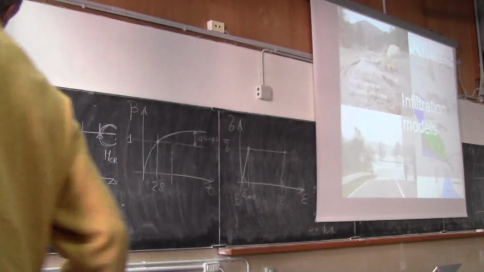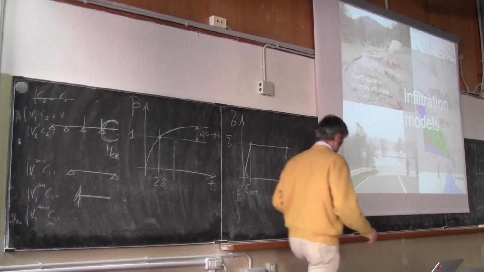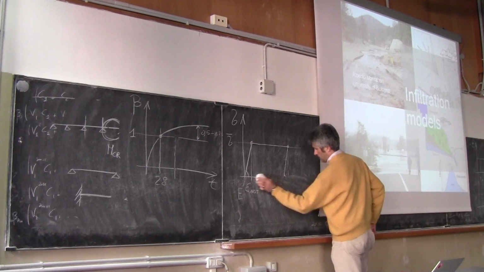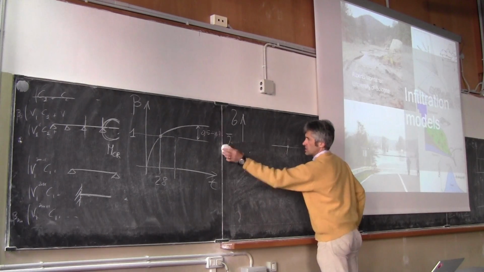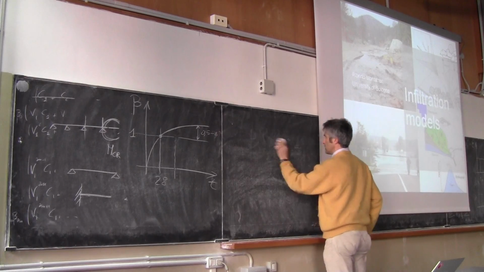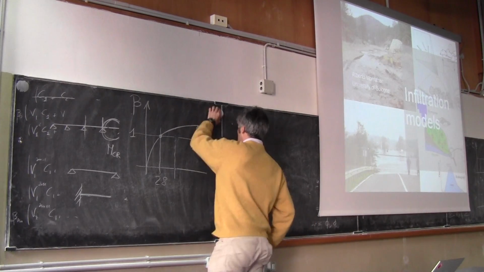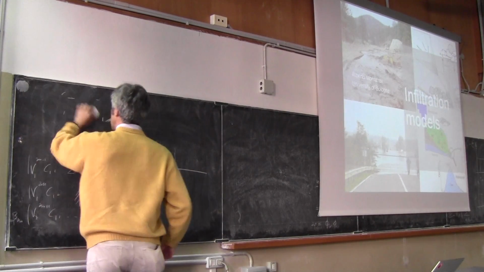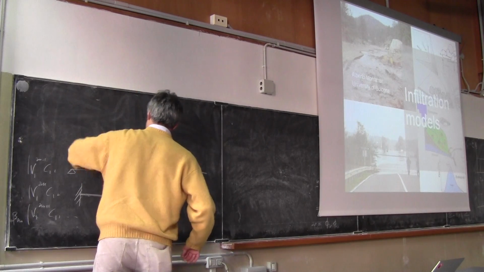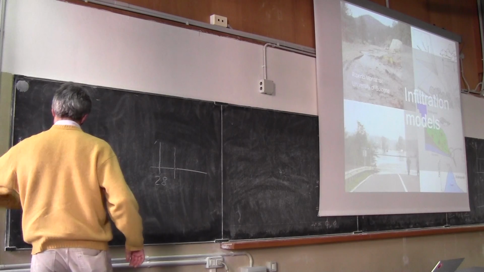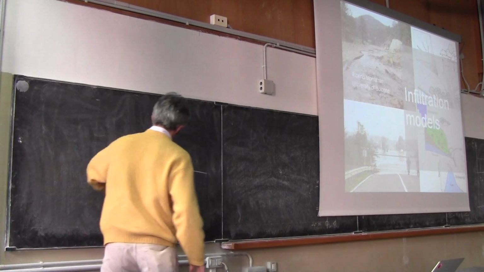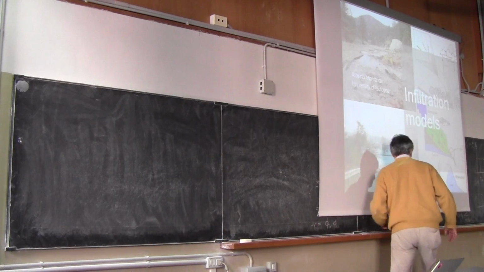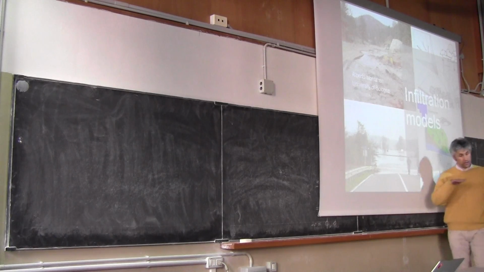Okay, today I'm starting to talk about infiltration models, and basically I would like to introduce the processes we are talking about, because infiltration, we mentioned it before, but didn't treat it explicitly. What is infiltration? Basically, it is the process that happens when the rain reaches the soil.